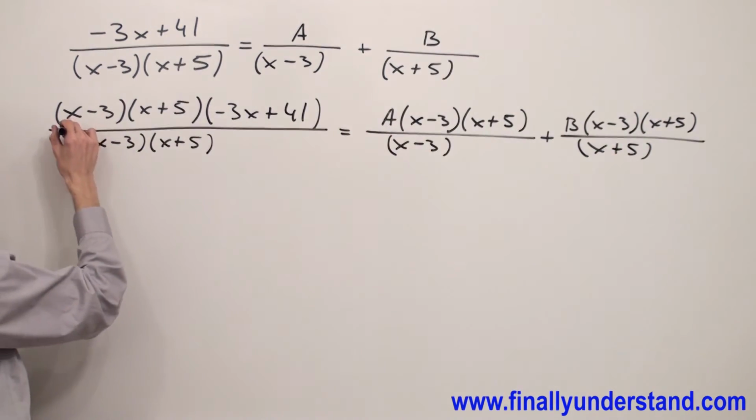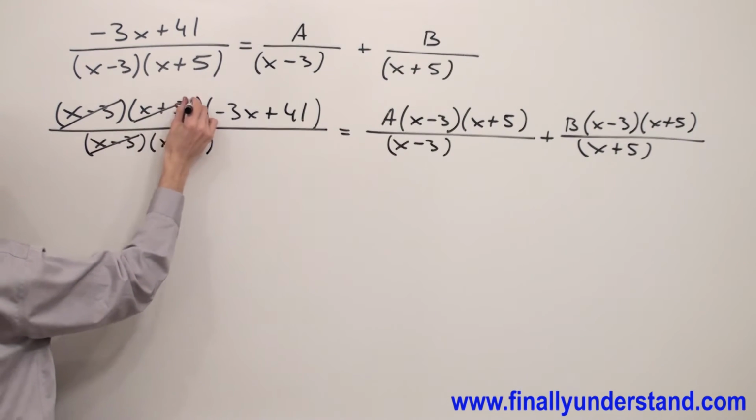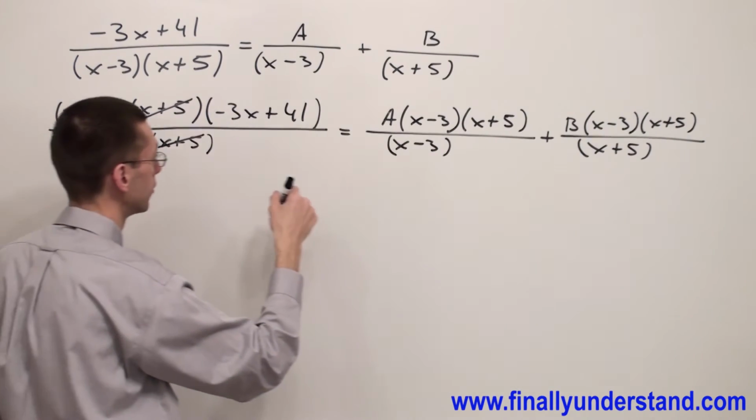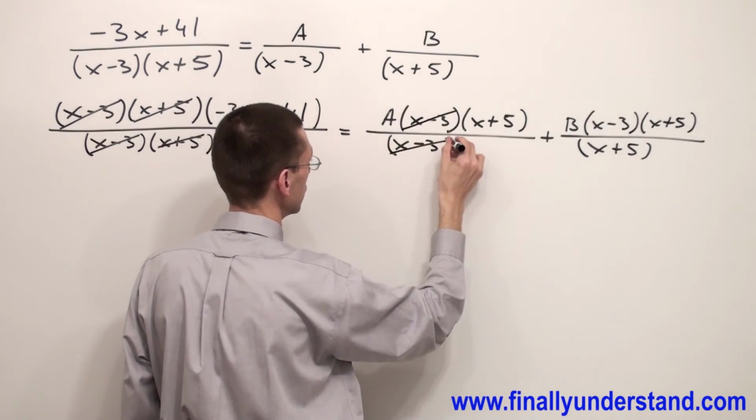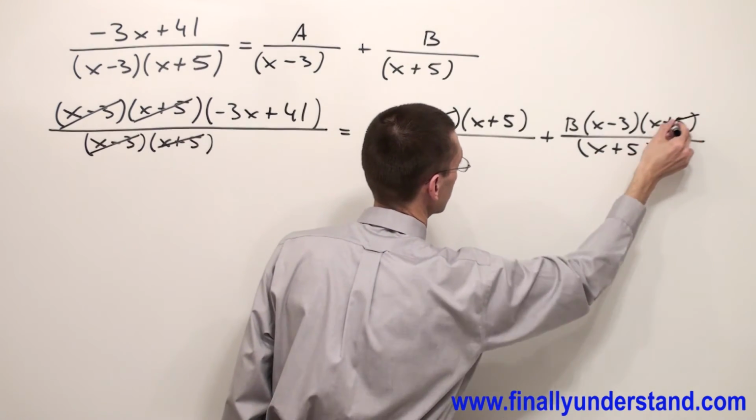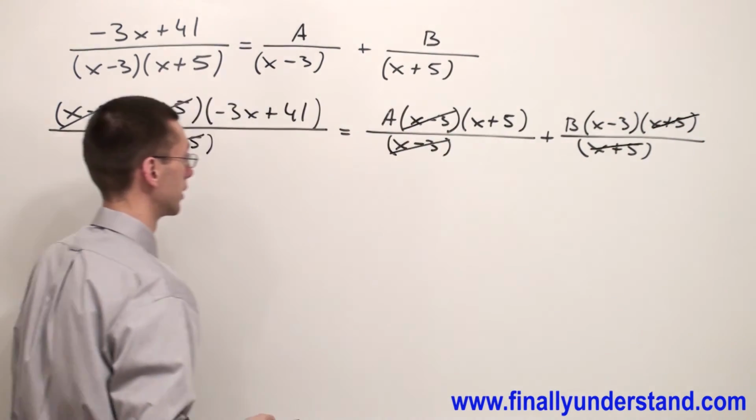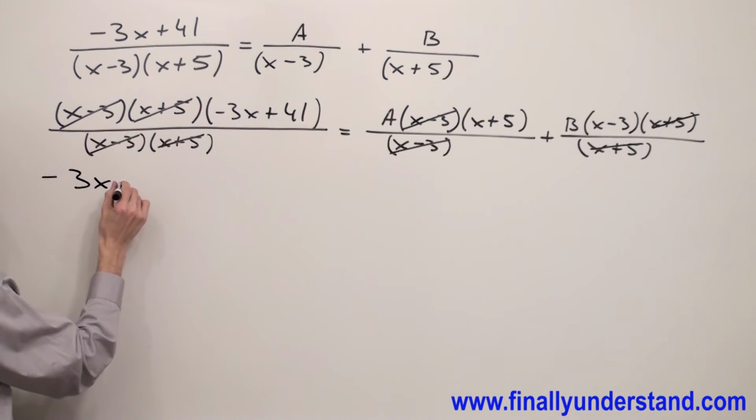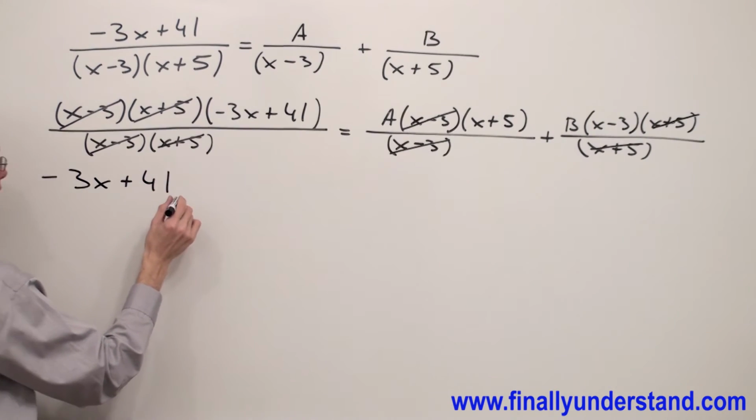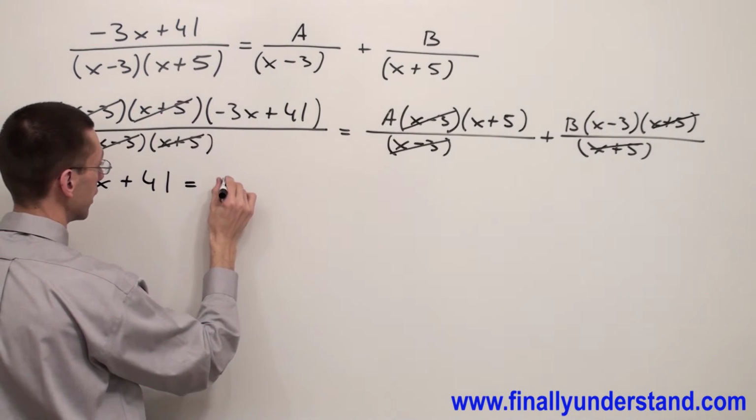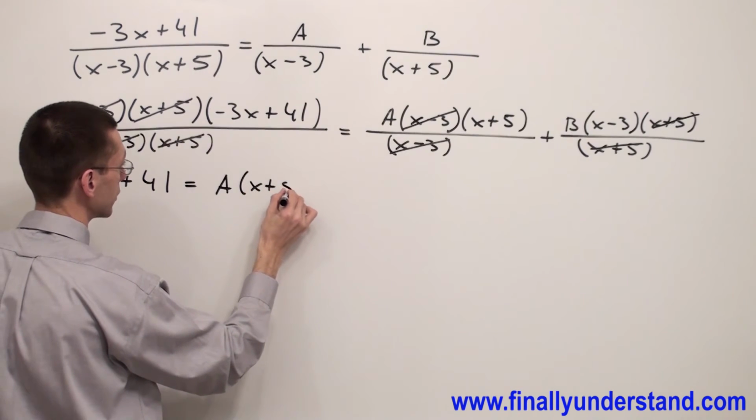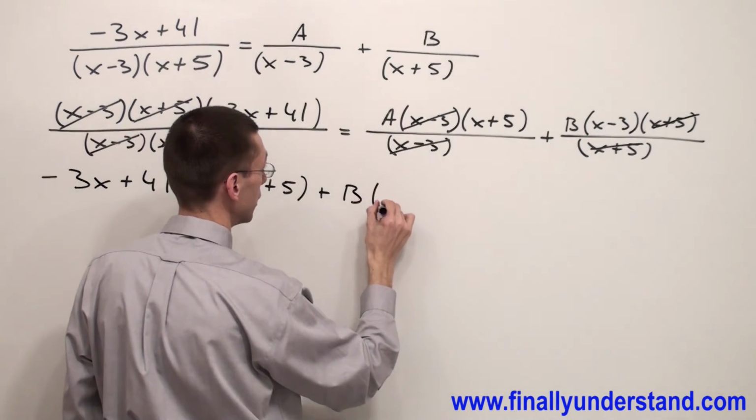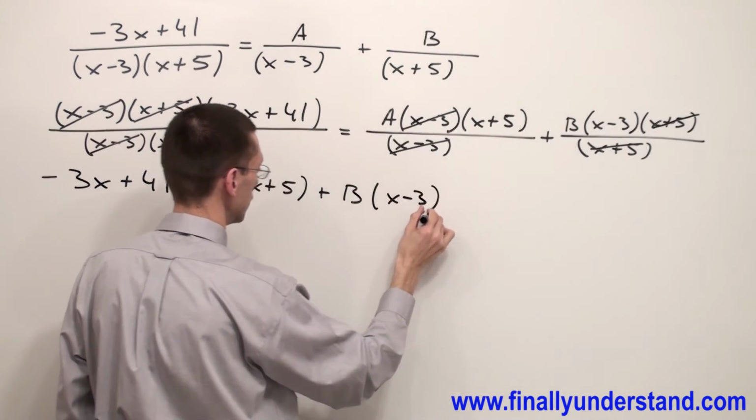Next, we're supposed to cancel out x minus 3 with x minus 3, and x plus 5 with x plus 5. The x minus 3 and x minus 3 cancel out, and x plus 5 and x plus 5 also cancel out. And I have minus 3x plus 41 equals a times x plus 5 plus b times x minus 3.